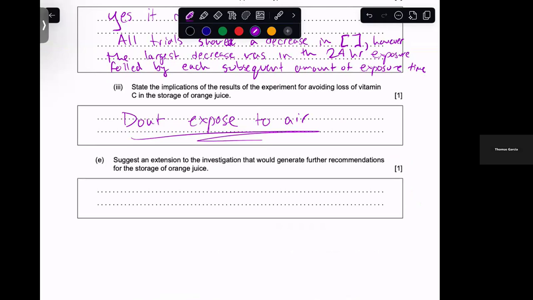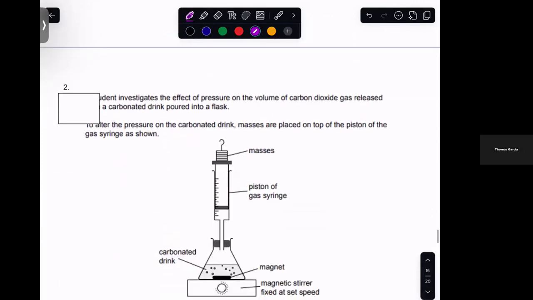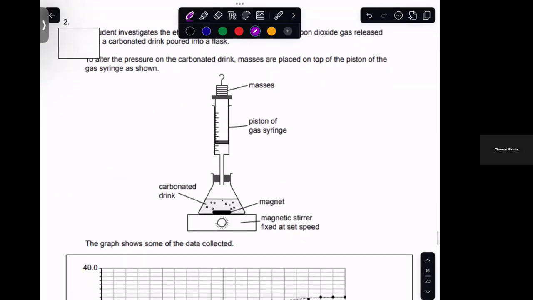Suggest an extension for the investigation. Pretty much anything that you can do where you would talk about maybe longer exposure, or one of the biggest ones is try different temperatures. See how that changes the rate at which it oxidizes. All right, moving to number 2 on the IHL test.